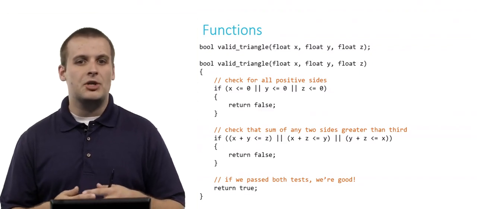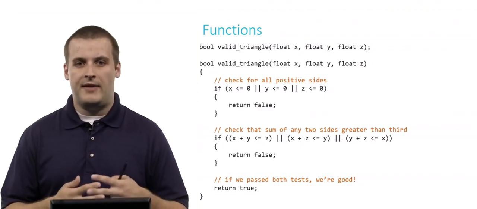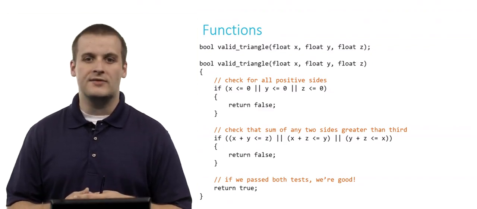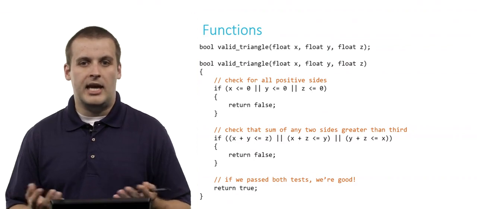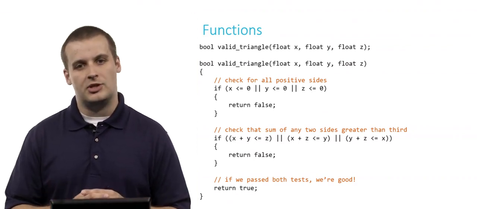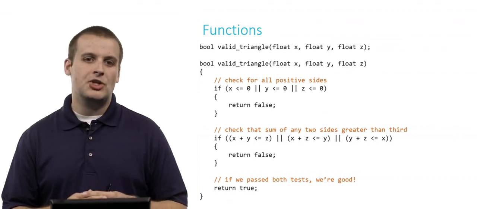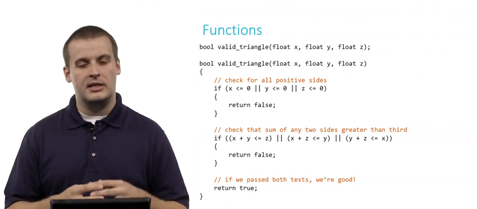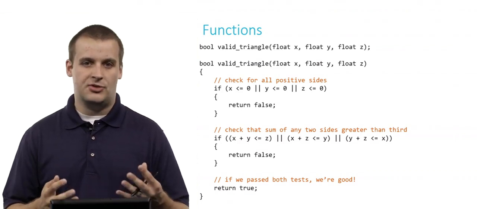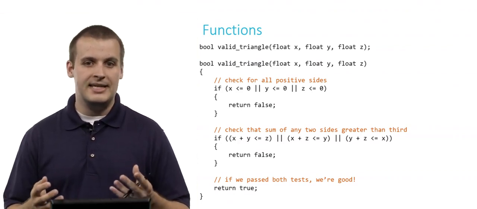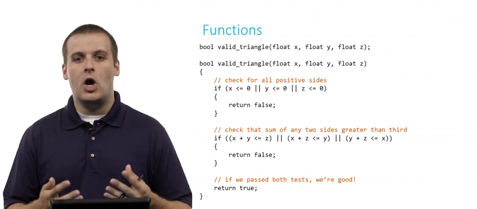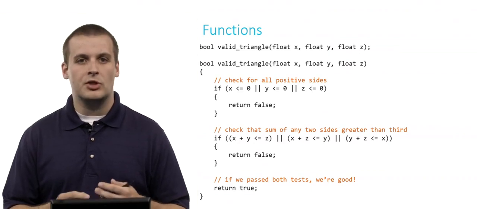First thing we do is check to make sure that all of the sides are positive. If x is less than or equal to 0, or if y is less than or equal to 0, or if z is less than or equal to 0, that can't possibly be a triangle. They don't have positive sides. And so we can return false in that situation. Next, we check to make sure that every pair of inputs is greater than the third one. So if x plus y is less than or equal to z, or if x plus z is less than or equal to y, or if y plus z is less than or equal to x, that also can't be a valid triangle. So we return false again.